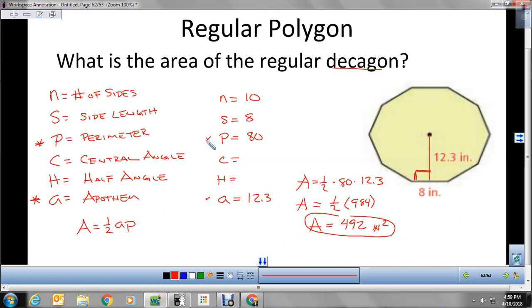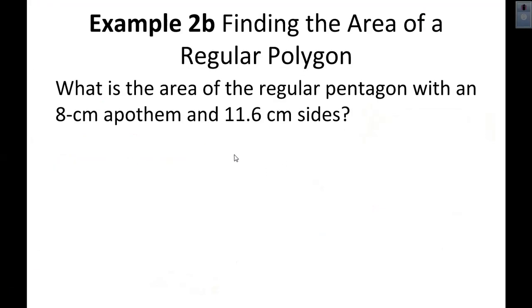So the two things we have to have are the perimeter and the apothem. So NSPCHA, N-S-P-C-H-A. Write this on every problem to identify the information and then plug in our perimeter and apothem, calculate it times 1/2. All right, so let's take a look at the next one.